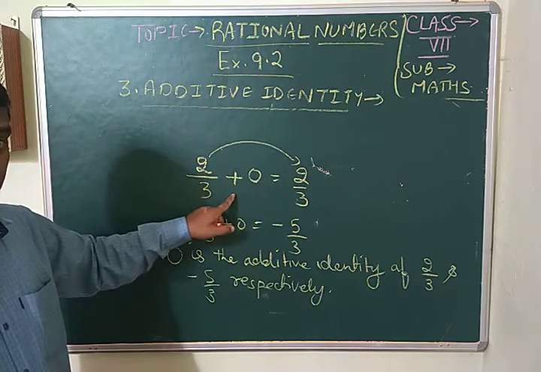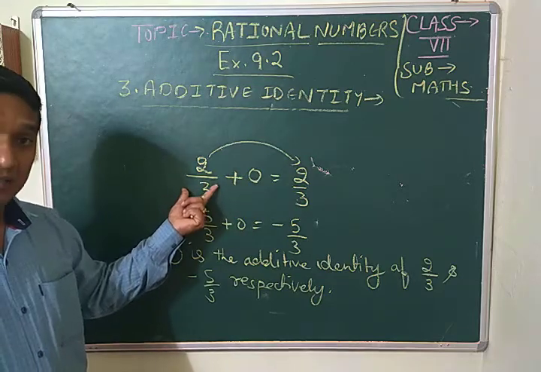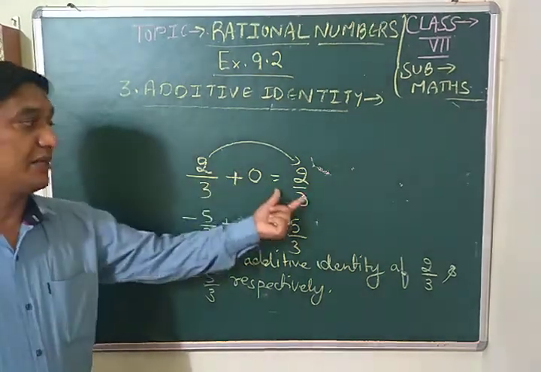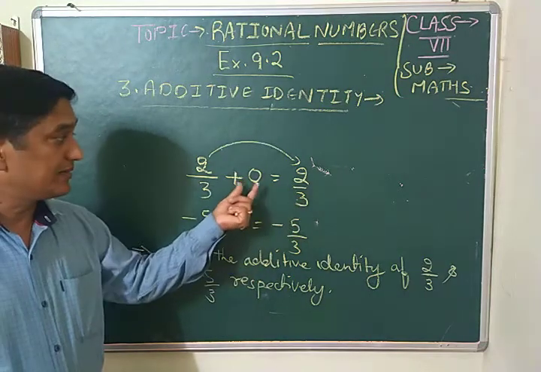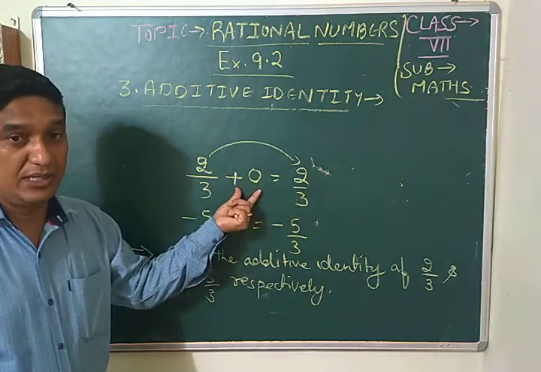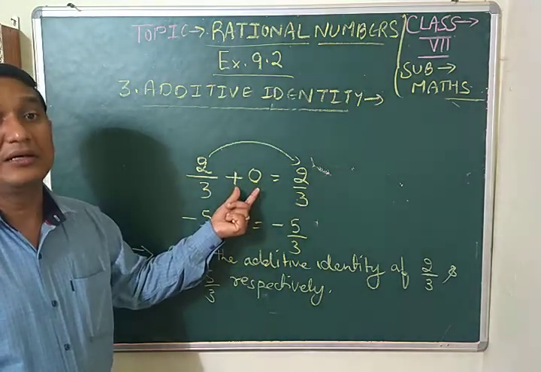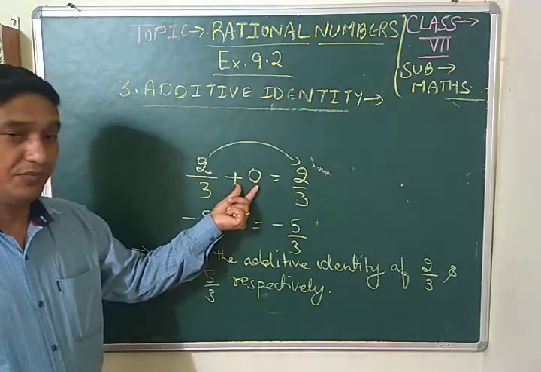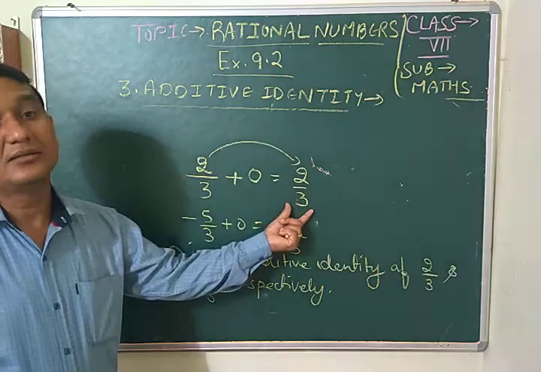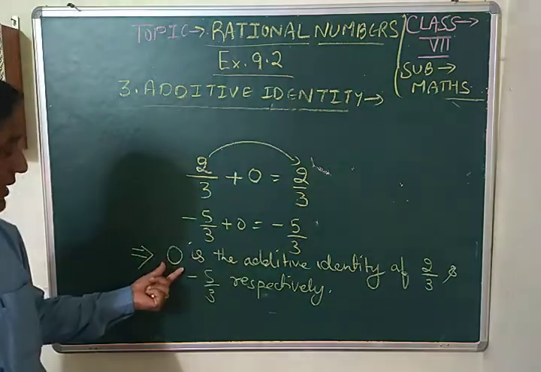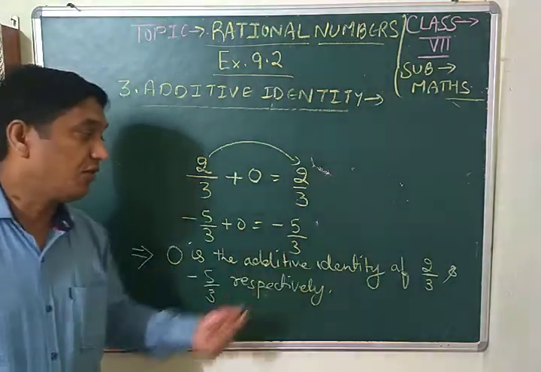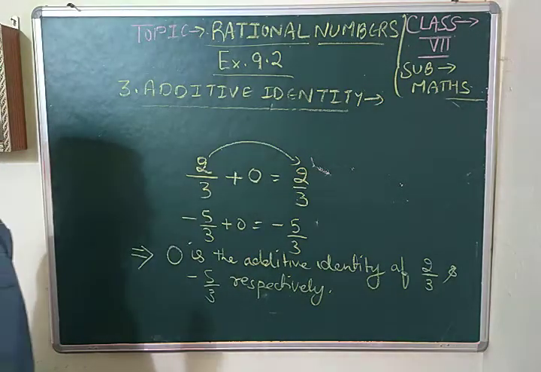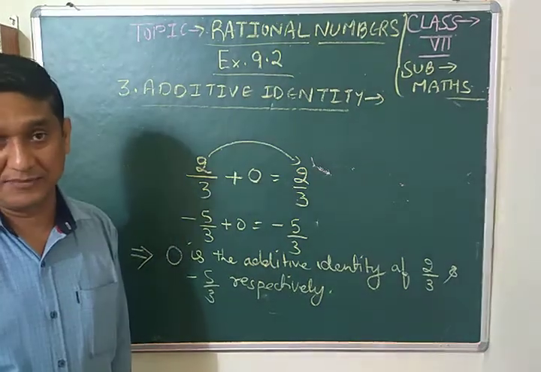If on addition there is no change in the number, the answer is the number itself, and the number that we add is called additive identity. So this is only 0. If we add 0, there is no change in the sum. 0 is the additive identity for all the rational numbers and for all the integers.